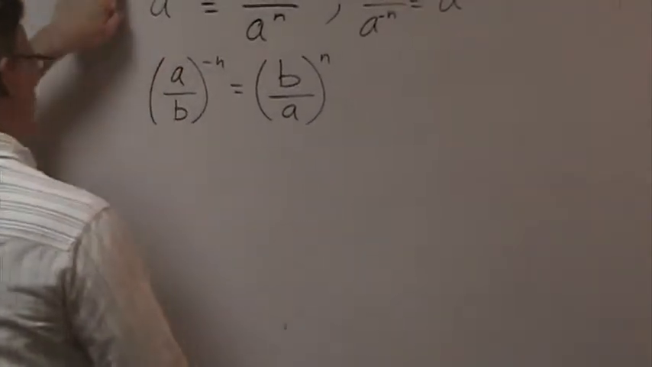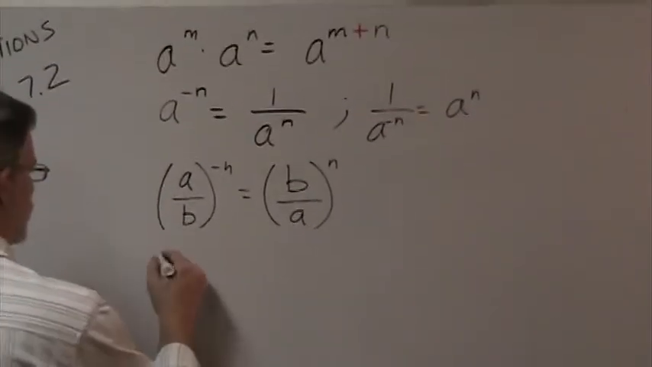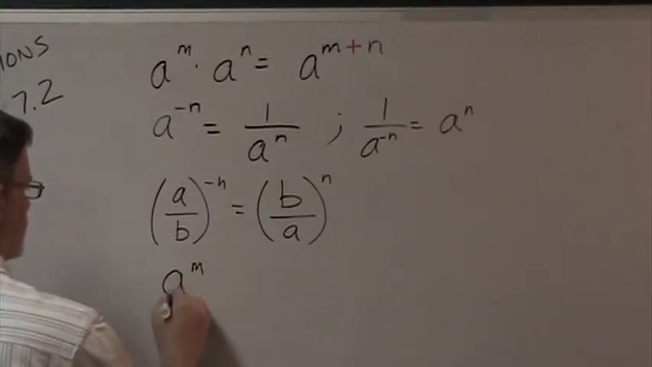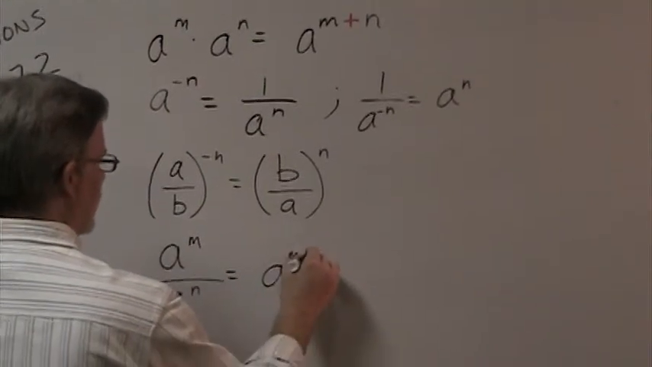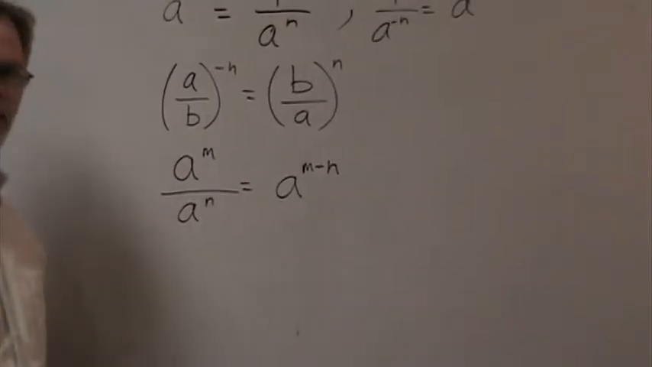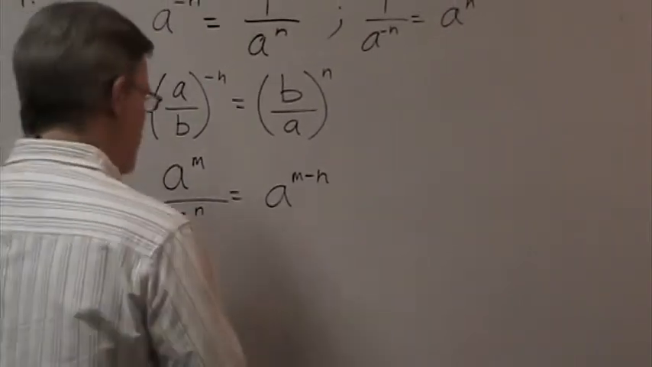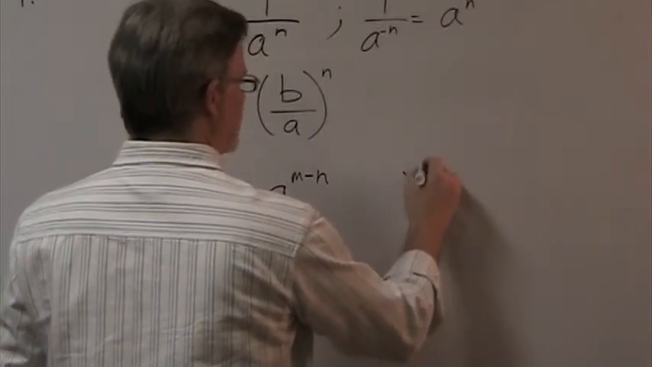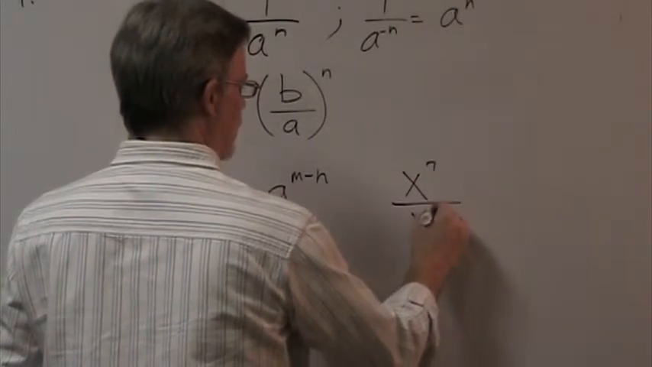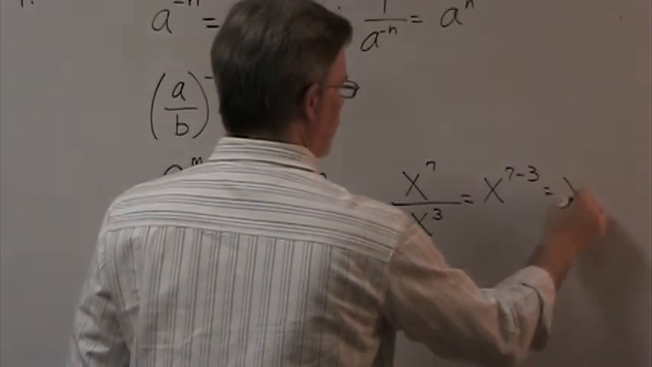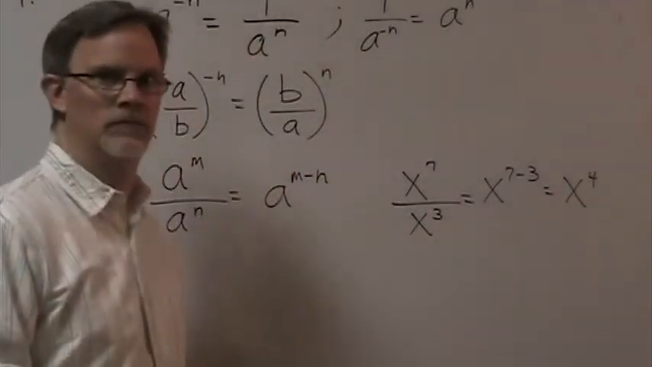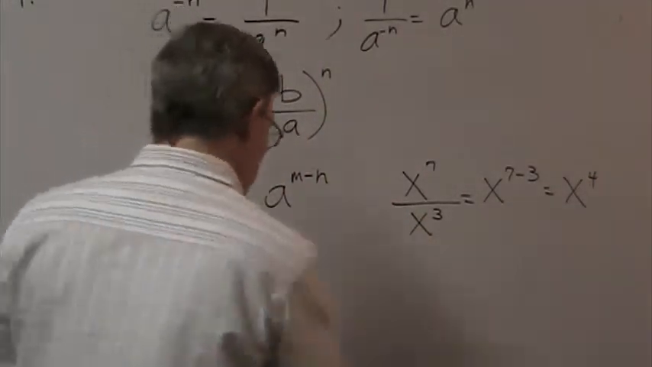The next one is the quotient rule for exponents. It's very similar to this one. The quotient rule for exponents is a to the m over a to the n is equal to a to the m minus n. A simple example of this would be x to the 7th over x to the 3rd is equal to x to the 7 minus 3, which is equal to x to the 4th power. So that one's very simple.